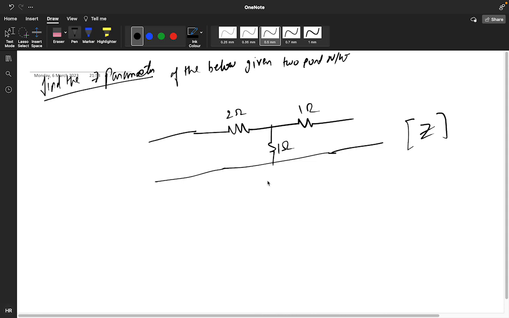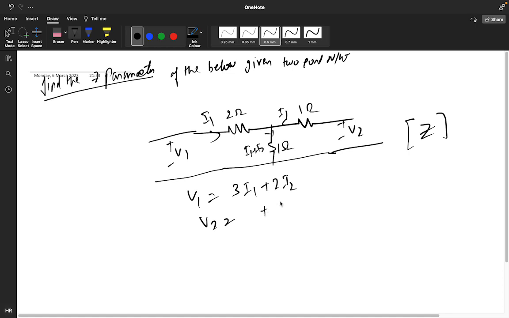So for the Z parameter, you have to take positive and negative V1, positive and negative V2. This is your I1 current, this is your I1 plus I2 current, and this is your I2 current. So you will get the equations: V1 is equal to (2 plus 1) 3 I1 plus 2 I2, and V2 will be 2 I2 plus I1. So you are getting the Z parameter.